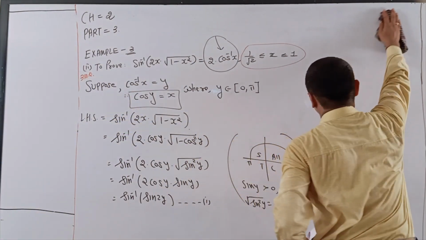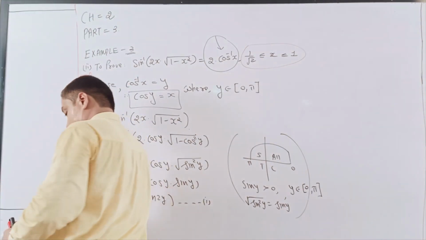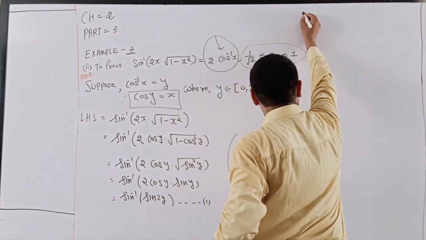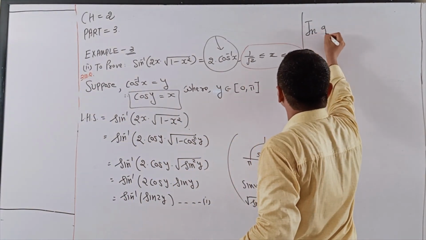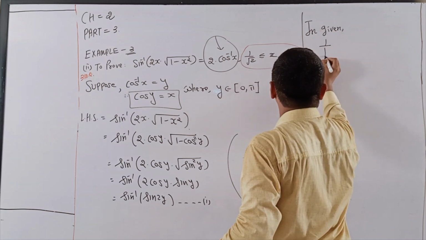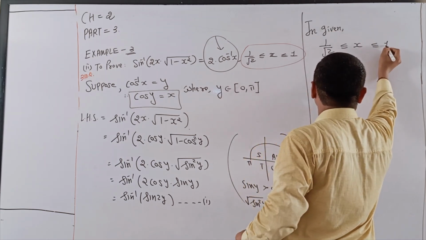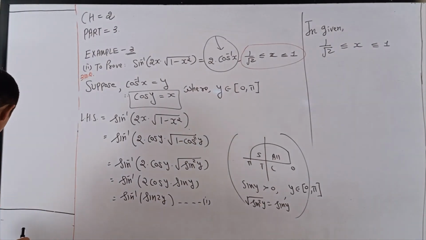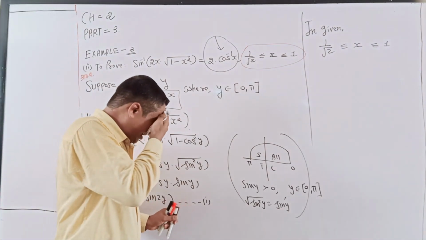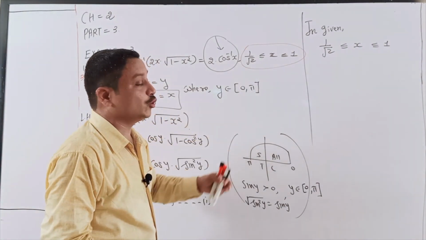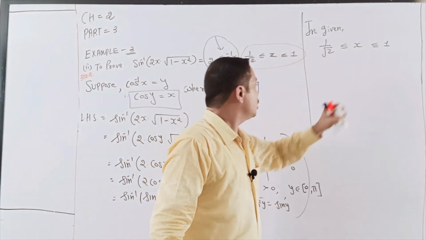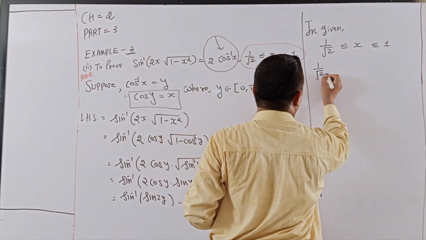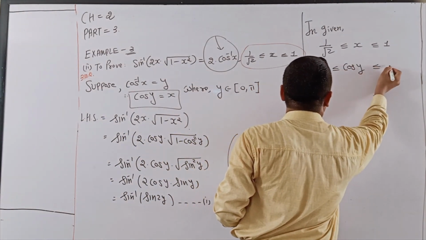After that I move ahead to statement number 1 in the calculation of the condition. So what is the condition given? 1 by root 2 to 1. Students, this 1 by root 2 to 1 I follow up to create conditions in 2y intervals from 0 to pi. This x value is only our supposition, cos y. So 1 by root 2 less than cos y less than 1.